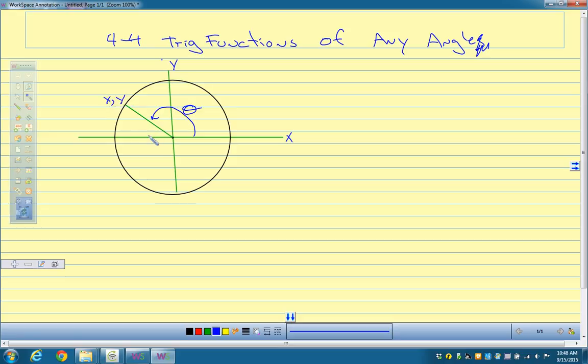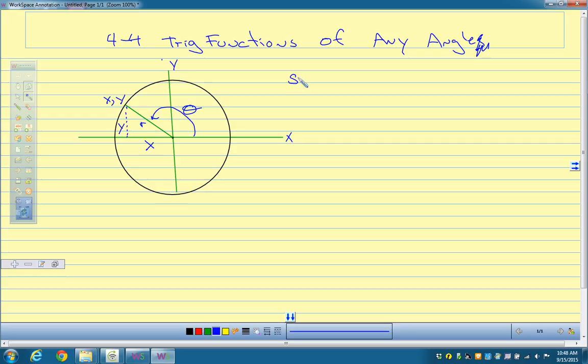But in some cases, instead of calling this 1, if this circle doesn't have a radius of 1, maybe it has a radius of r. But the same relationship holds that was holding before when we had the unit circle, but instead of being a 1 here, I have an r here. So you're going over in the x direction and up in the y direction.